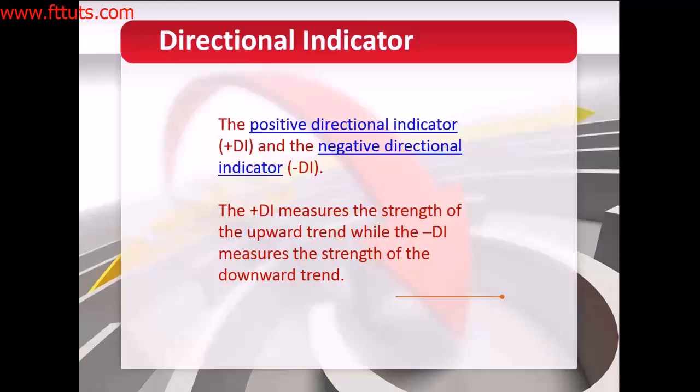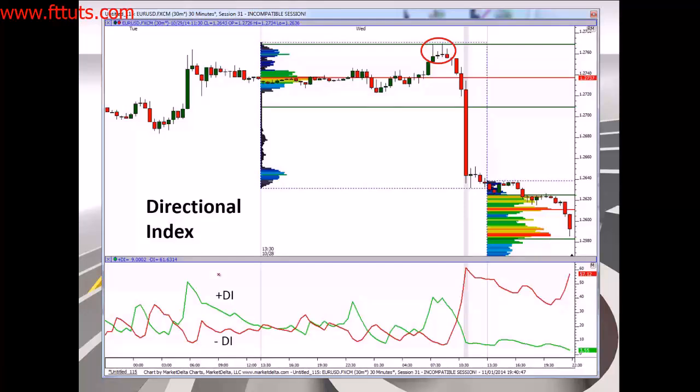The positive DI measures the strength of the upward trend, or the momentum of the upward trend, while the negative DI, the negative directional indicator, measures the strength of the bearish or downward trend. So they're really opposites of one another. Now, as a basic, simple rule, in this case, I have the positive directional index in the color green and the negative in the color red to highlight a bullish trend and a bearish trend, if you will.